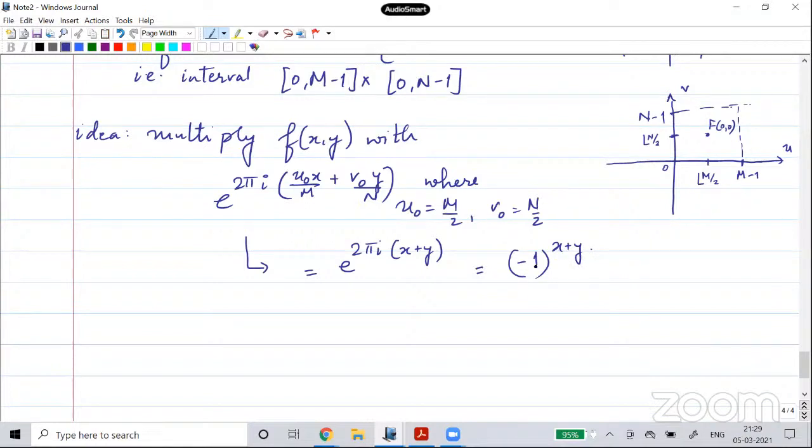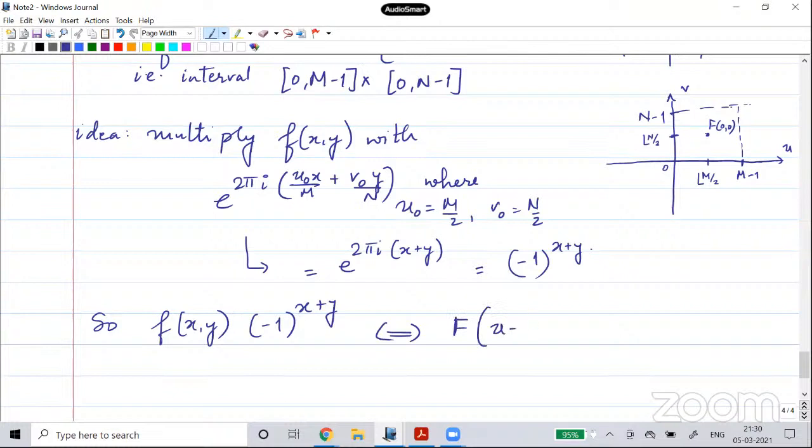Depending on the values of x and y, this function comes out to be this. So essentially it means that f(x,y) multiplied by (-1)^(x+y) is a Fourier transform pair with F(u - m/2, v - n/2). I will remove that floor with the understanding that we are always taking the floor function.